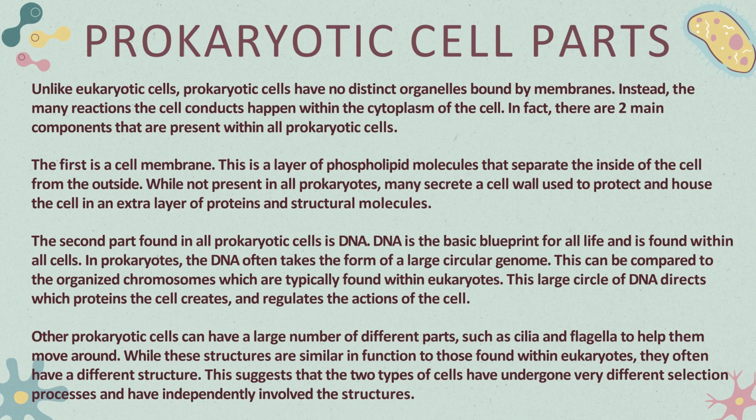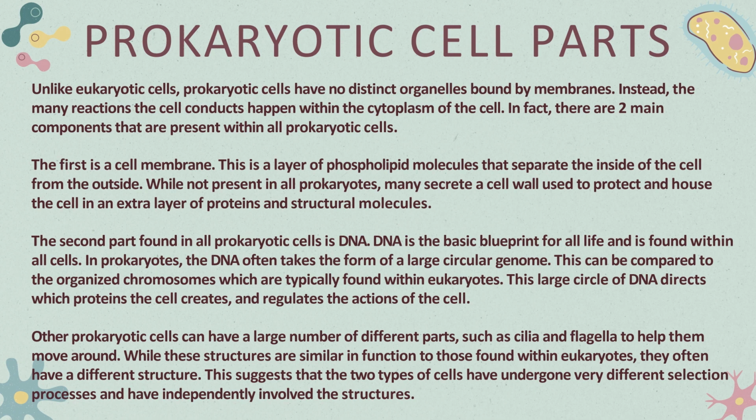While not present in all prokaryotes, many secrete a cell wall used to protect and house the cell in an extra layer of proteins and structural molecules. The second part found in all prokaryotic cells is DNA. DNA is the basic blueprint for all life forms and is found within all cells. In prokaryotes, the DNA often takes the form of a large circular genome, as opposed to the organized chromosomes typically found within eukaryotes. The large circle of DNA directs which proteins the cell creates and regulates the actions of the cell.